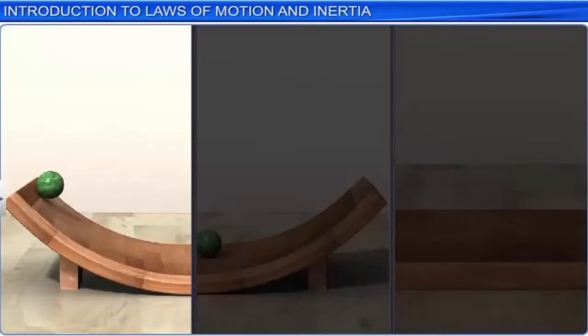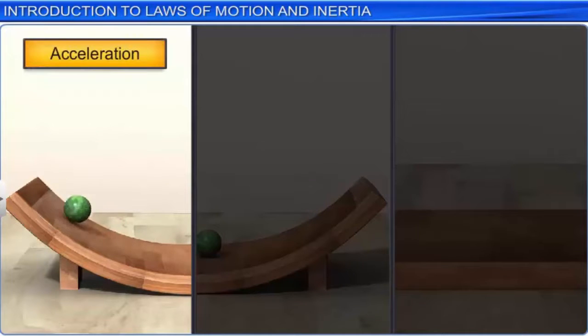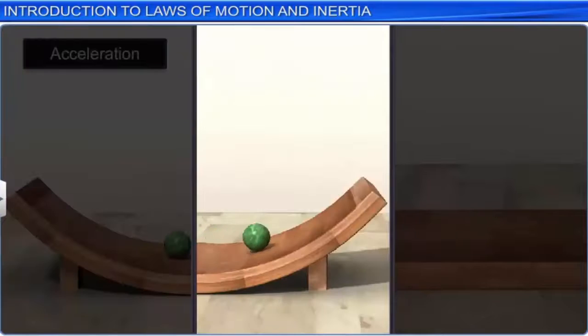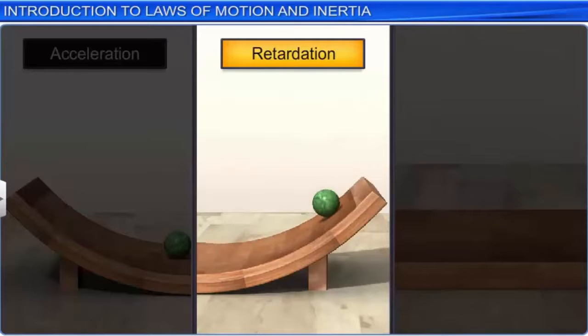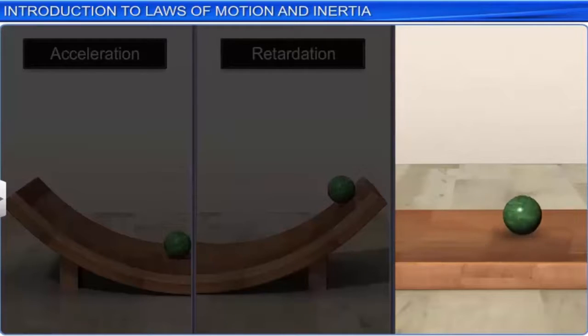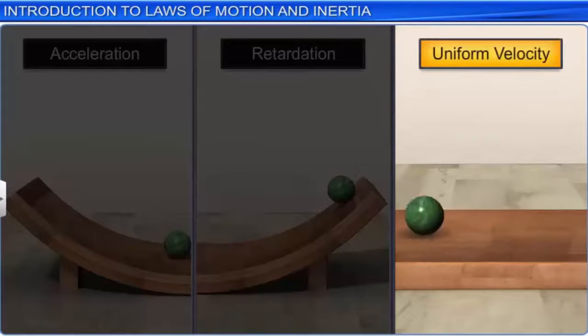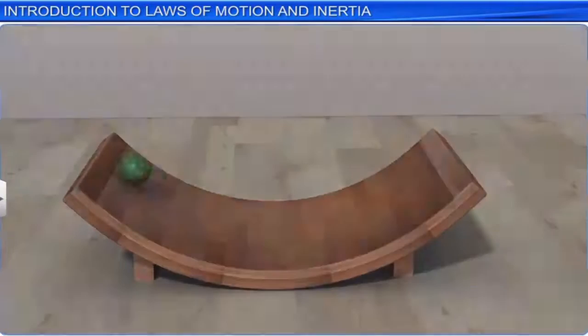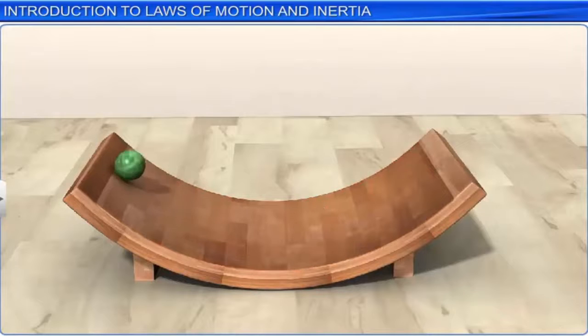The first experiment was with one inclined plane. A roller rolling down an inclined plane on its own accelerates. A roller rolling up an inclined plane on its own retards. A roller rolling on a horizontal plane neither accelerates nor retards, which means that the roller should move with constant velocity when there is no friction between the roller and the horizontal plane. The second experiment was with 2 inclined planes.